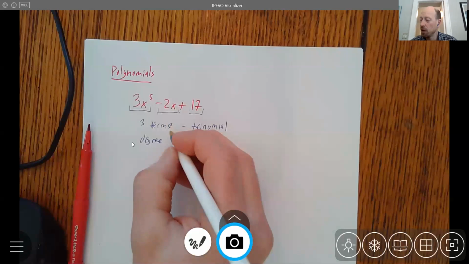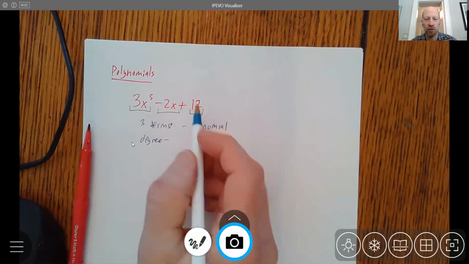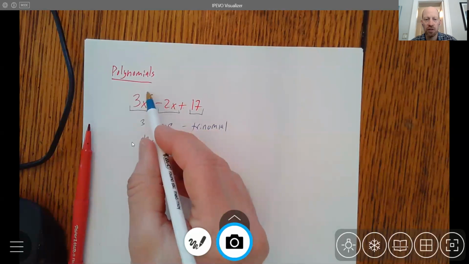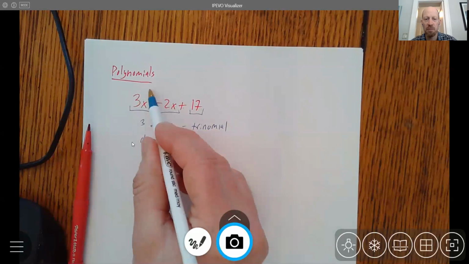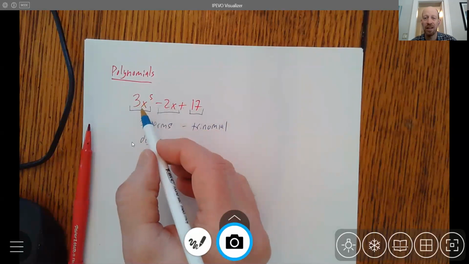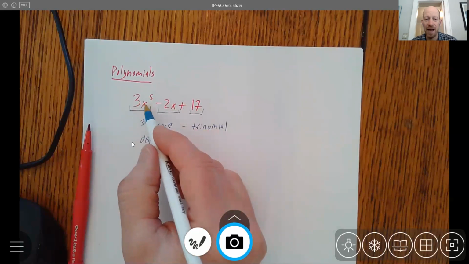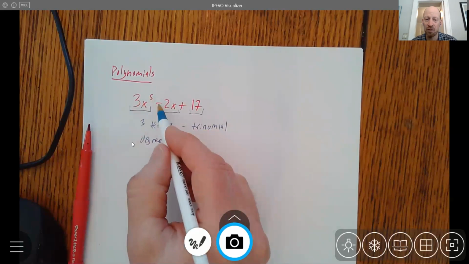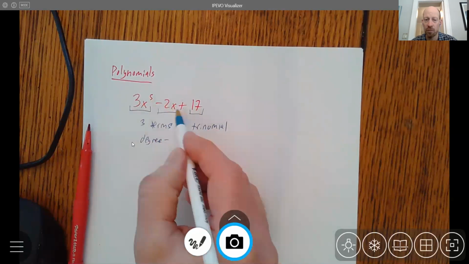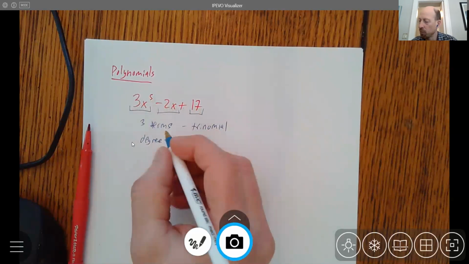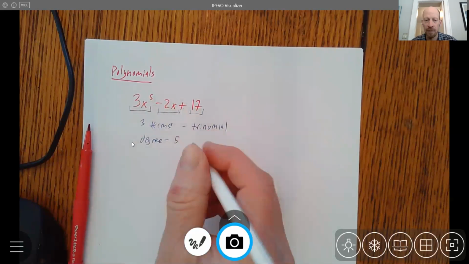It has a degree, so all polynomials have a degree. The degree is the largest number of variables in any of the terms. Right? So this term has 5 x's. That's bigger or more than any of these terms. So the degree of this polynomial is going to be 5.